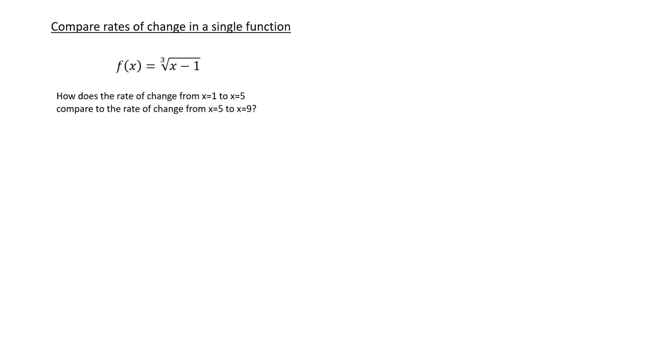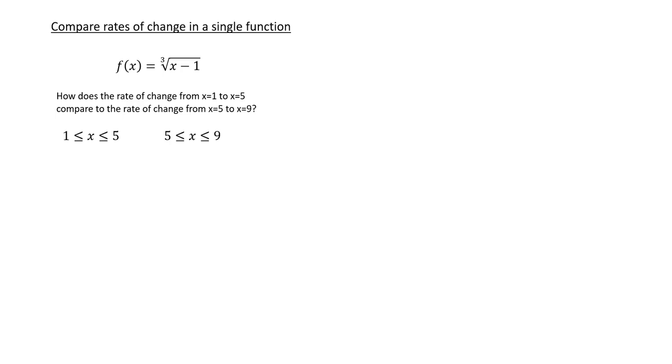Next, we want to compare rates of change in a single function. So in the function f of x equals cube root of x minus 1, we want to know how does the rate of change from x equals 1 to x equals 5 compare to the rate of change from x equals 5 to x equals 9. So we're looking at two intervals, from 1 to 5 and from 5 to 9.